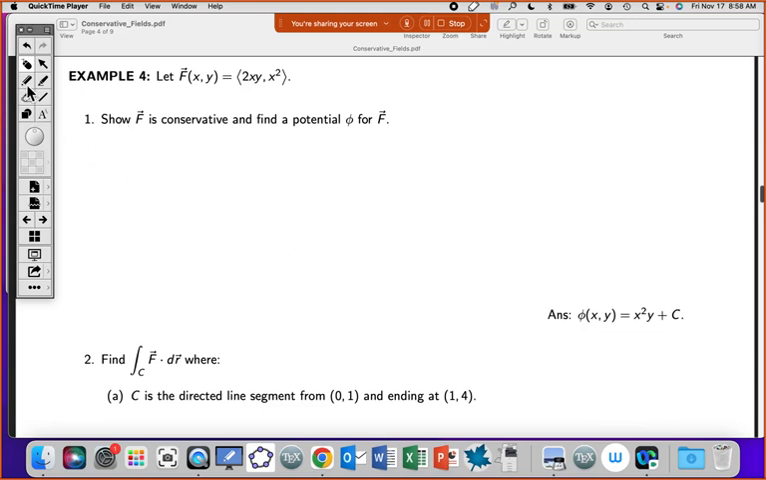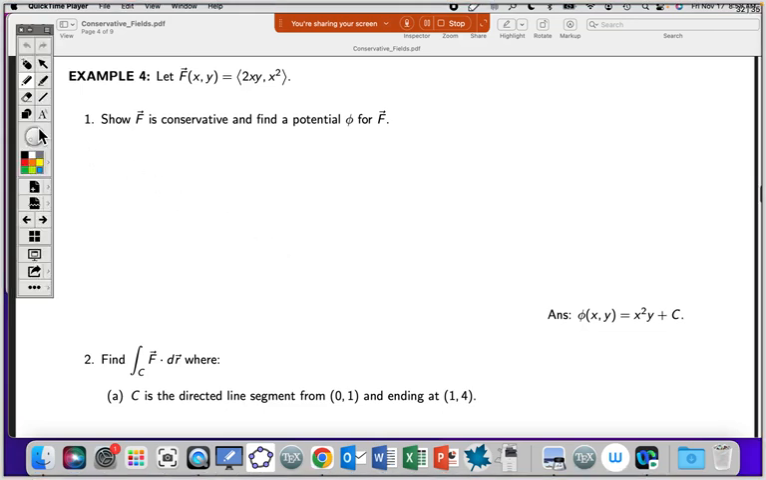Let's take a quick look at example 4 here, and then we'll call it a week. Monday we'll pick up with this.